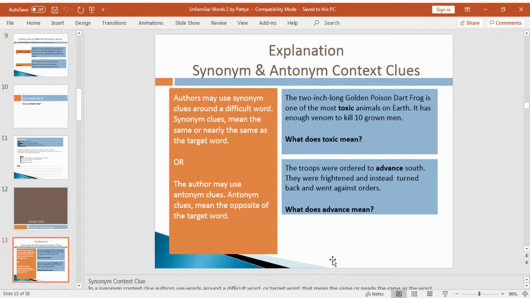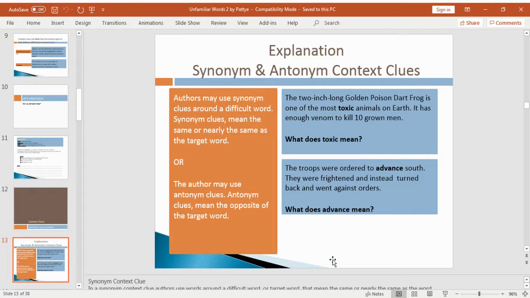Let's look at the first passage. The 2-inch long golden poison dart frog is one of the most toxic animals on earth. It has enough venom to kill 10 grown men. What does toxic mean? Let's look in the sentence and see if we can find what toxic means. It says 2-inch golden dart frog is one with toxic. That does not tell us what toxic means, but let's go to the sentence below. It has enough venom to kill 10 grown men.